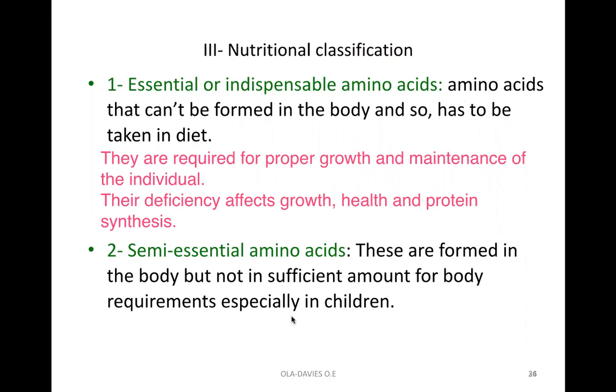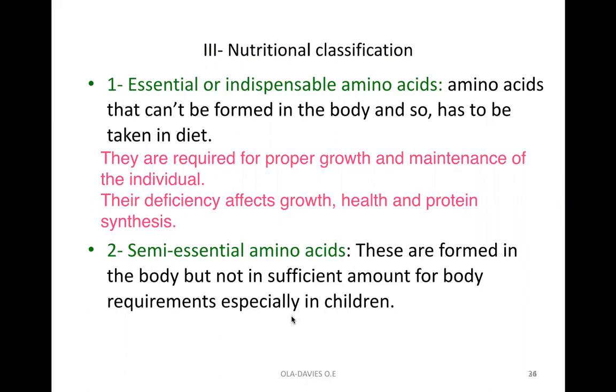The essential or indispensable, just from the name, indispensable, are those that cannot be formed in the body and so have to be taken in diet. So I'm sure we have come across essential amino acid, essential fatty acid. When anything is essential, it shows that they are very important, but they are not being produced by the body. So they need to be taken in from the diet. And these are very important because they are required for proper growth and maintenance of the individual, animal, and man. And the deficiency will affect the growth, will affect health, will affect the protein synthesis.